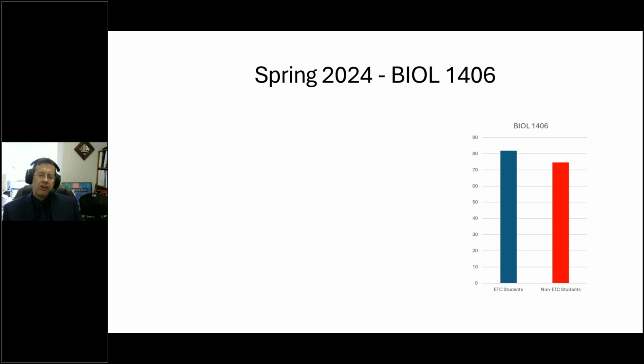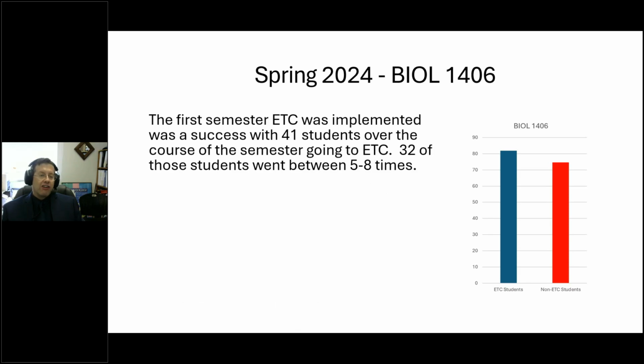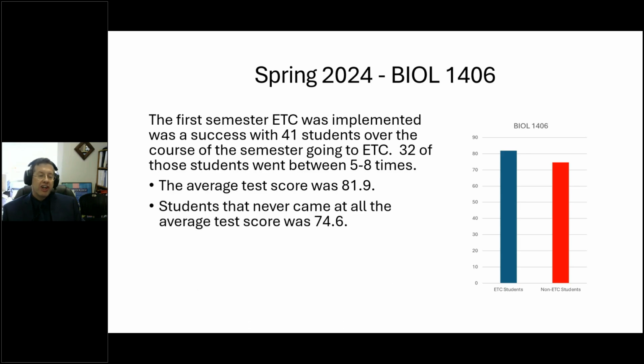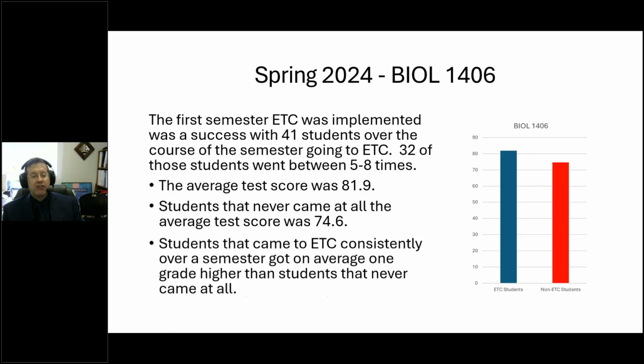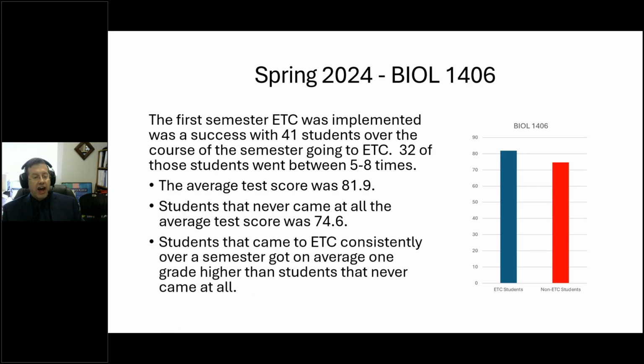And just to share some data from what we've seen from the spring: the first semester we implemented this, 41 students over the course of that semester attended. Of those, 32 students went between 5 and 8 times. The average test score of those students was 81.9, so they were getting an average of B or higher on every exam. The students that never came at all had an average score of 74.6. So we were actually able to show, from the data, that students that came to ETC averaged 1 grade higher and completed the class, compared to students who never came at all.